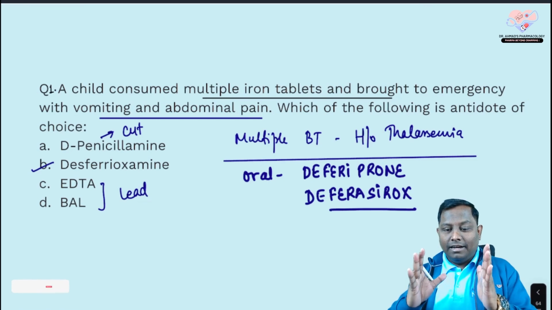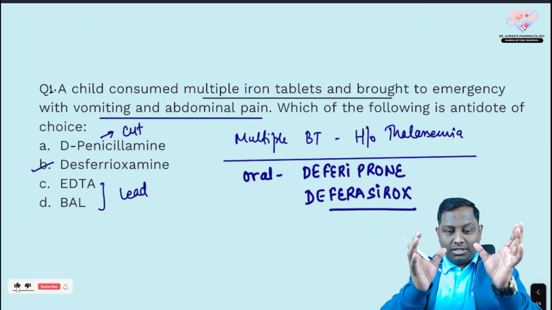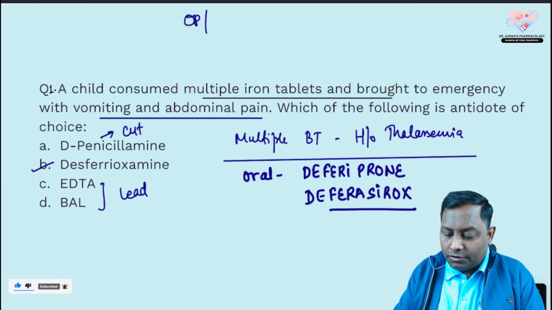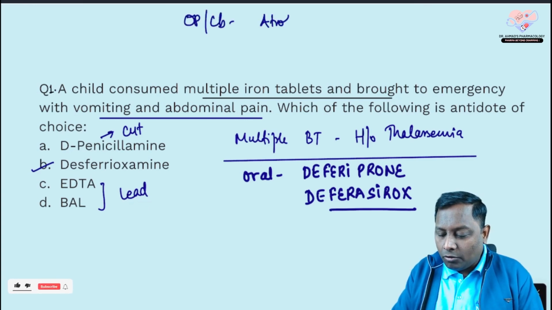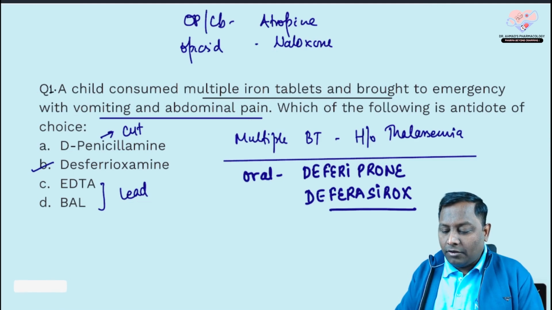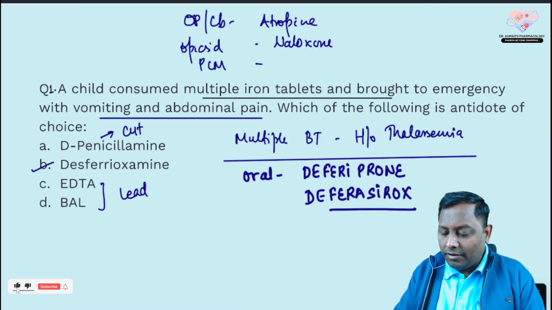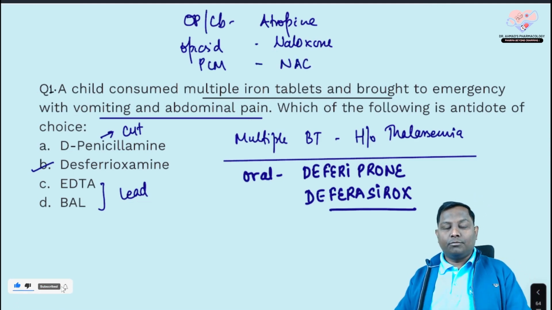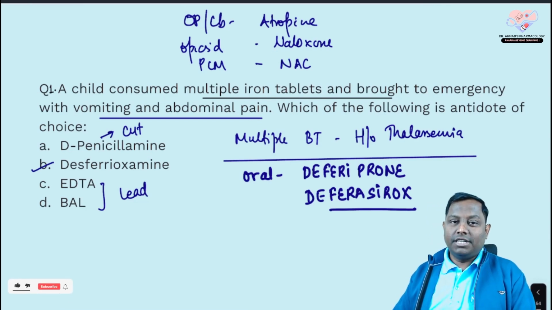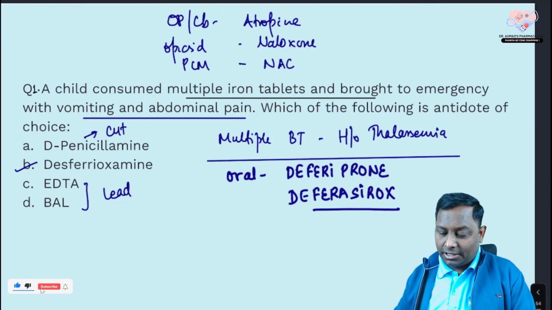So the entire list I have given you already, the entire table where you can easily remember all the important antidotes. For example, for organophosphate and carbamate we have atropine. For opioid we have naloxone. For paracetamol we have N-acetylcysteine. Acidic drug poisoning, I have told you, forced alkaline diuresis, and basic drug poisoning, forced acid diuresis. We have discussed this already. Let's see the next one.